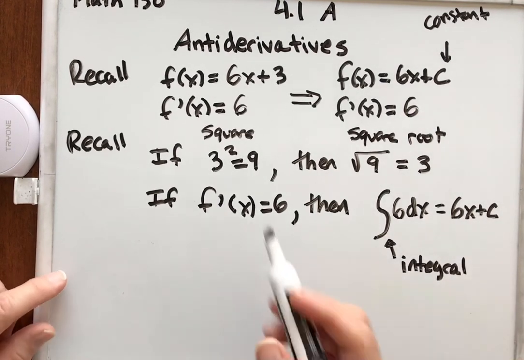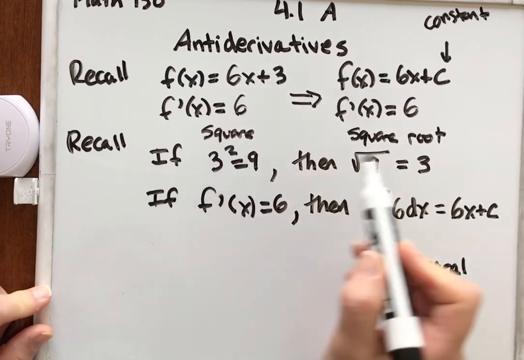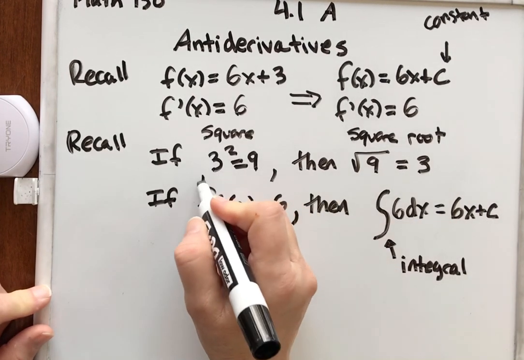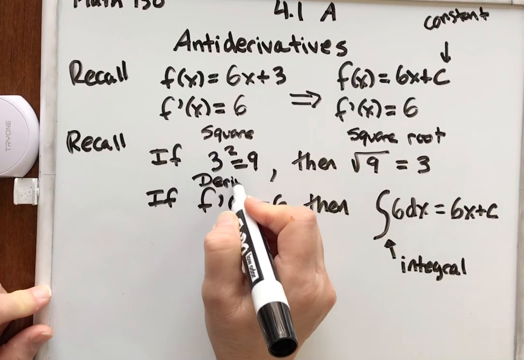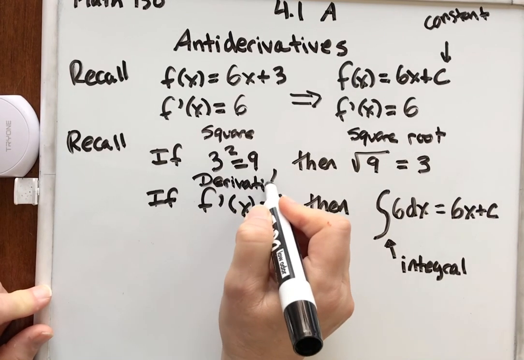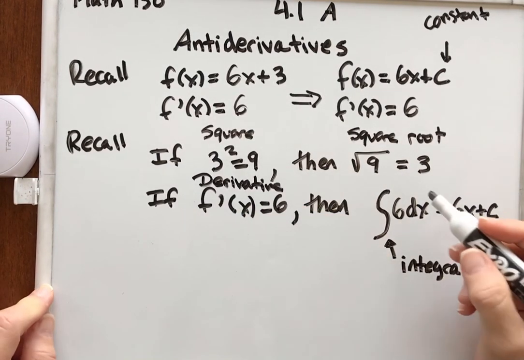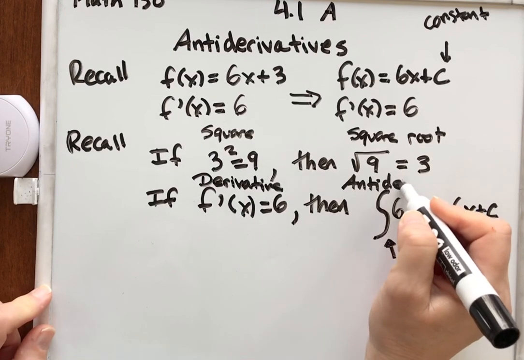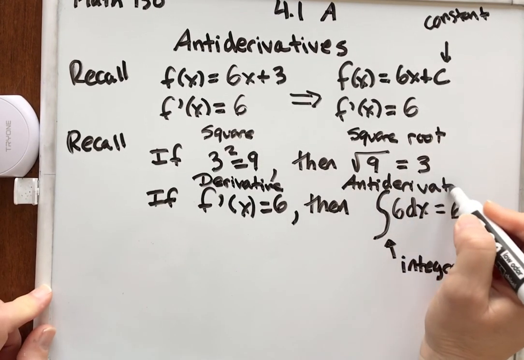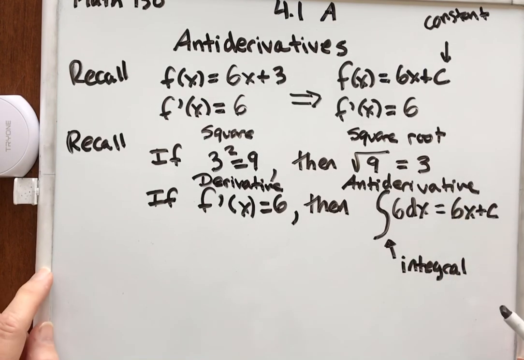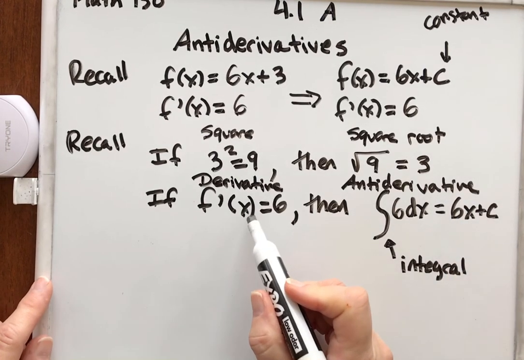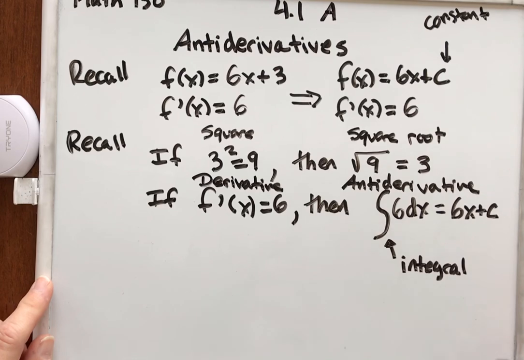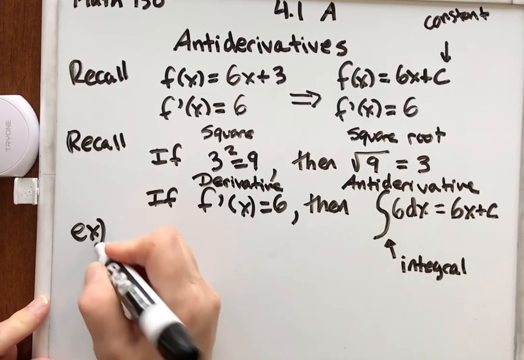All right, so here we took a square and then we square root. Here we took the derivative. And here we took the antiderivative. Okay? Here's the derivative. Here's the antiderivative. Okay, let's do another example.